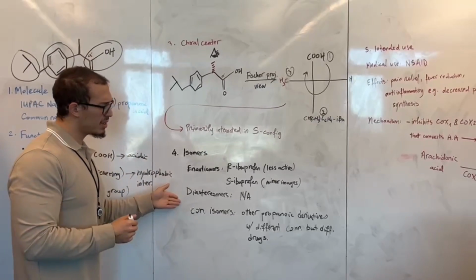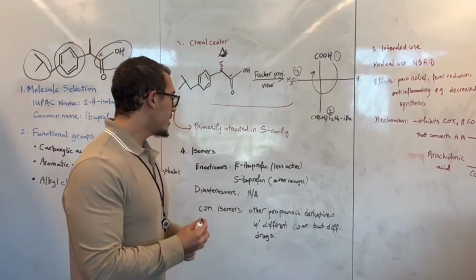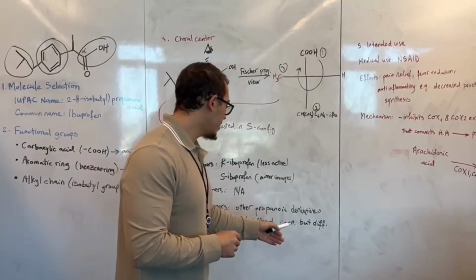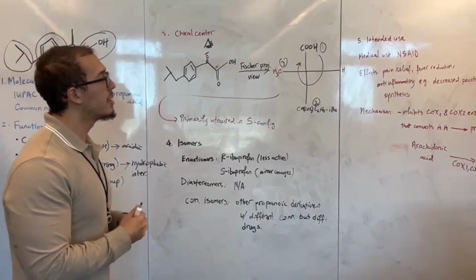Diastereomer doesn't really apply for this molecule since there's only one stereocenter. Constitutional isomers, we have other propanoic acid derivatives with different connectivity, but that doesn't really apply to ibuprofen. Those would be different drugs.